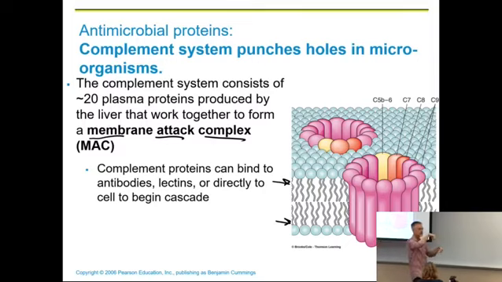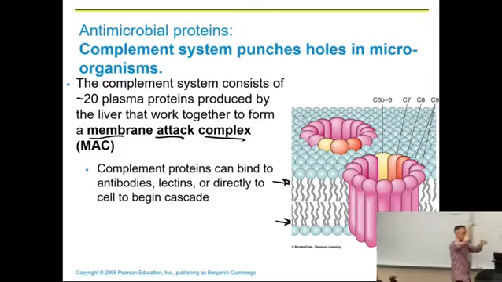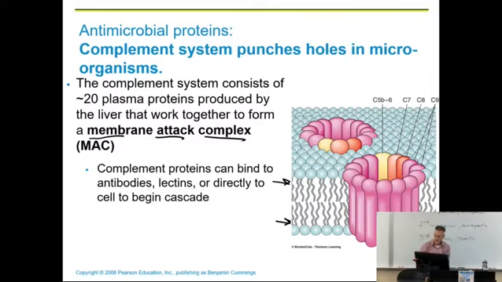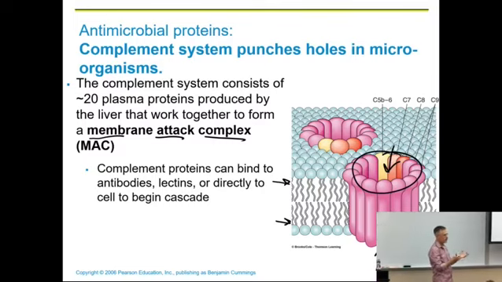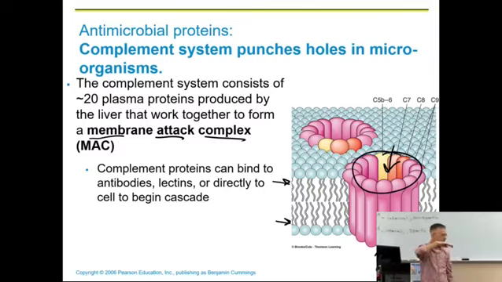And as one inserts, then other ones will link up with it, and they will form this big membrane attack complex. And what that does is it creates a massive hole in the plasma membrane. And so now we've basically caused this cell to die because we've lysed it, right? We've created these holes in it, kind of like perforins, but a little bit more complex. So it's a series of proteins, like 20 different plasma proteins, that as one starts tagging the cell, then others will start sticking to it, and it'll form this membrane attack complex and kill off the cell.